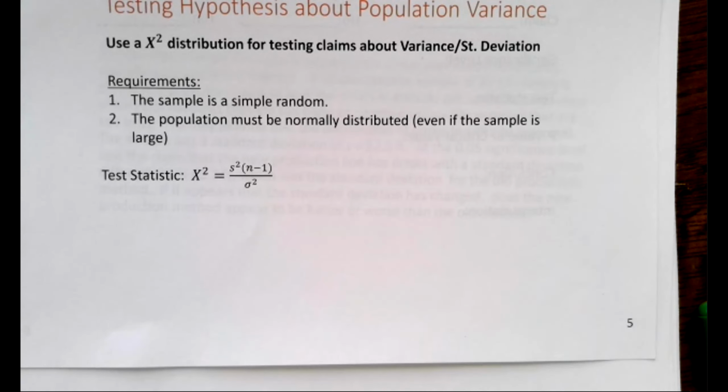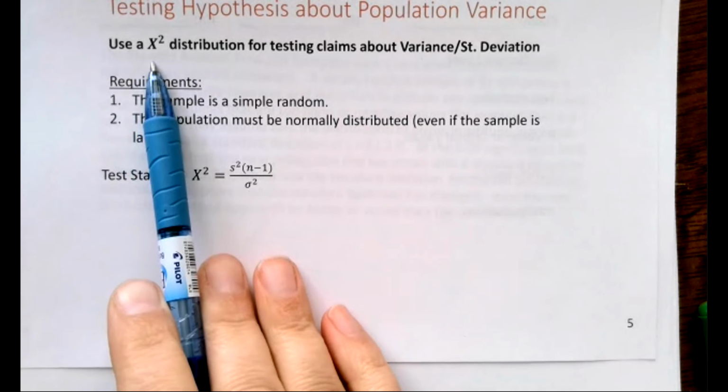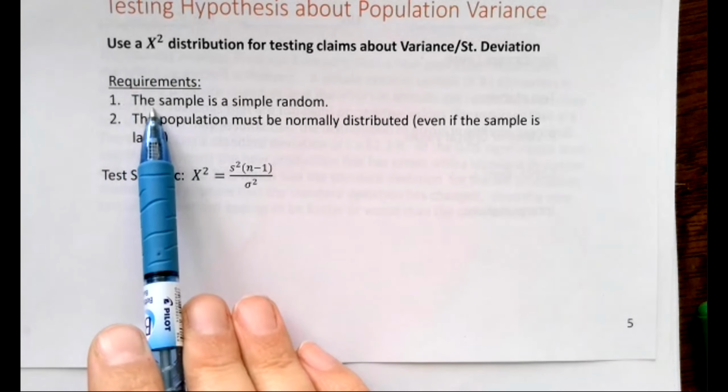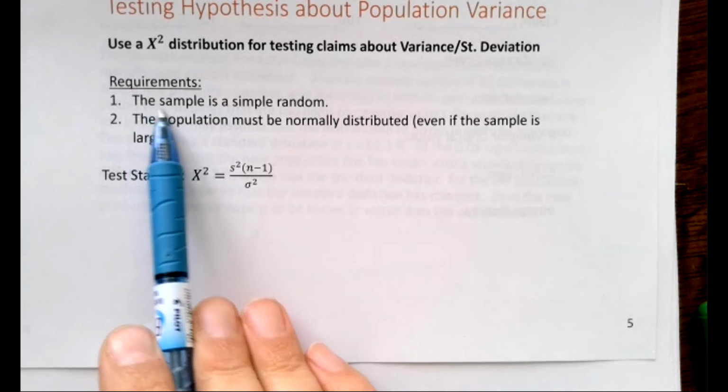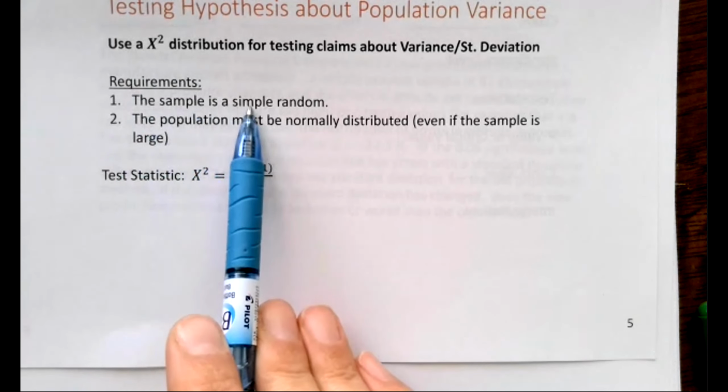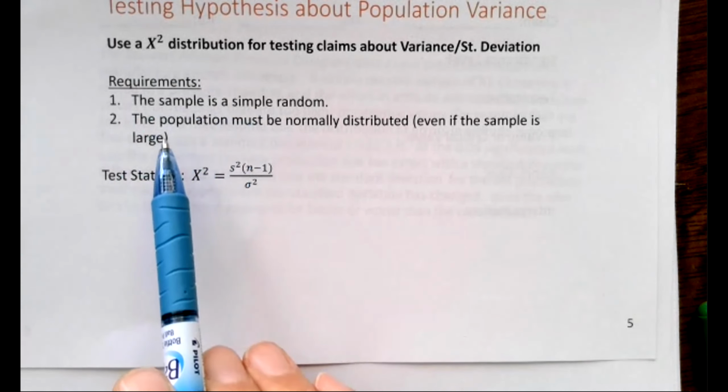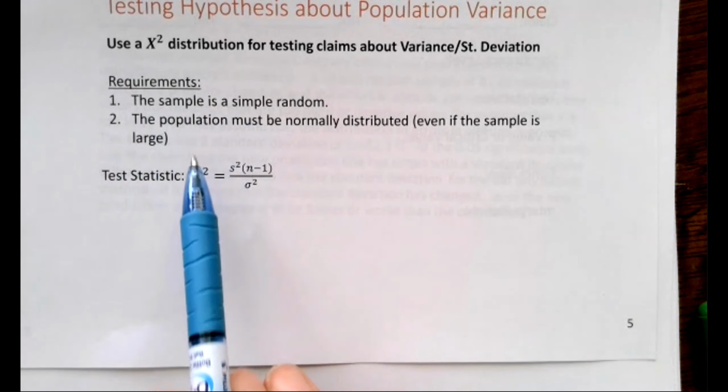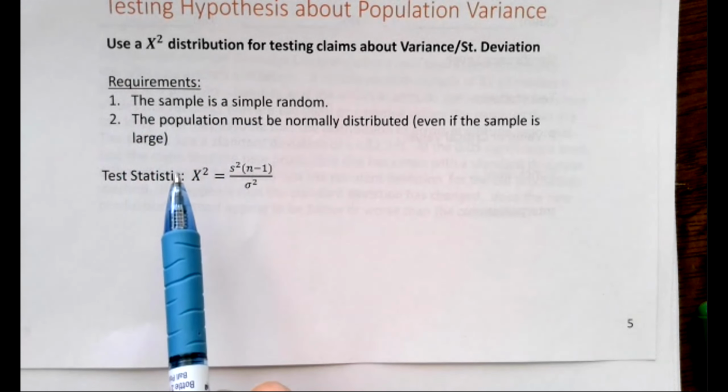All right. So, testing a hypothesis about population variance, one sample. In order to test this hypothesis, we're going to use a chi-square distribution. The requirements: we have to have a simple random sample, and the population must be normally distributed, no matter what the sample size is.